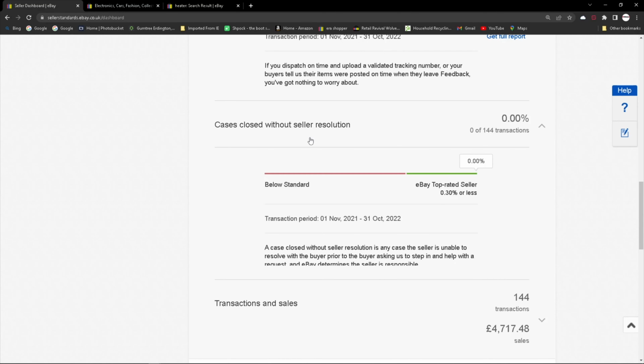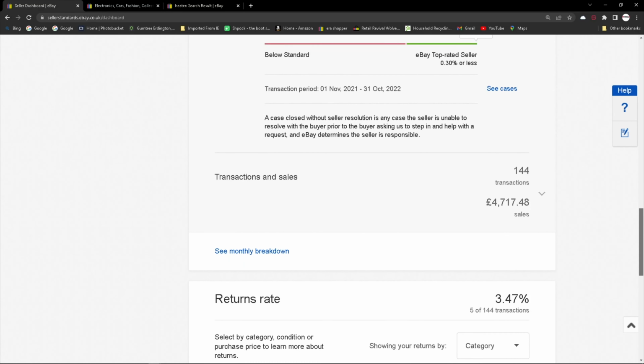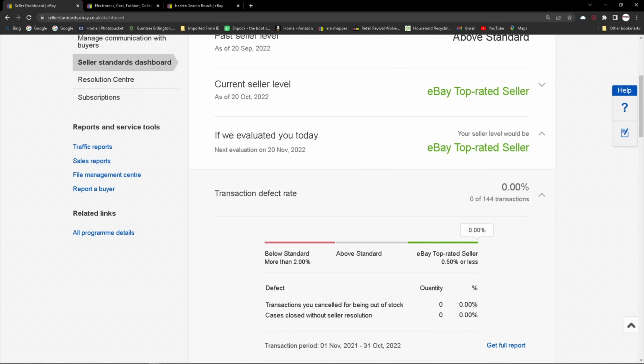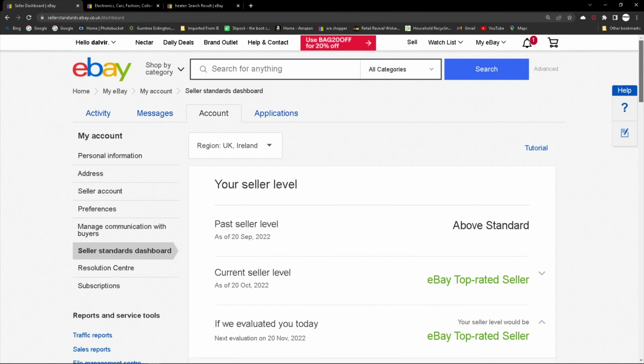Cases closed without seller resolution. The lower the better. This is very important. You only get 0.30% and it instantly jumps to below standard. Transactions and sales. This, the higher the better for you. The more sales you accumulate per listing will also give you a boost in visibility. That's tier number 5.